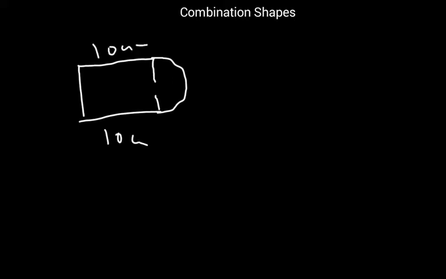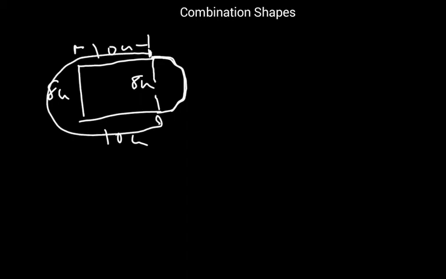A very typical one would be a polygon combined with a semicircle. And suppose this is 10 units. 10 units. Let's go from here to here and call this 8 units. Then you have a semicircle with a diameter of 8 units. Not hard to find if we go from here all the way around to here. That would be 10, 10, and 8, so that's 28.